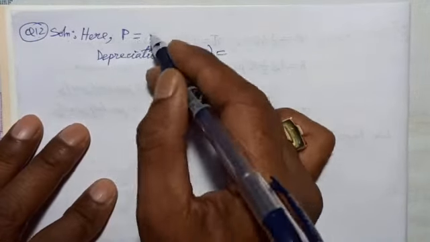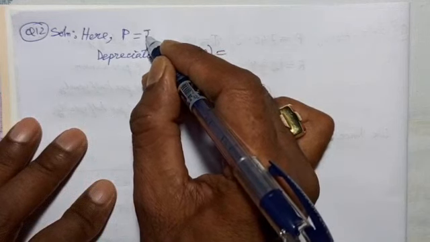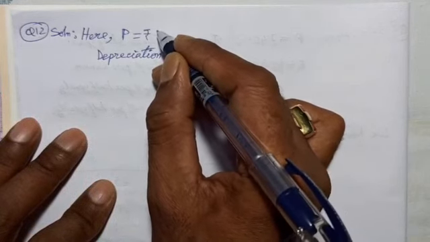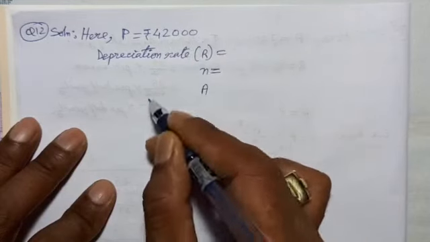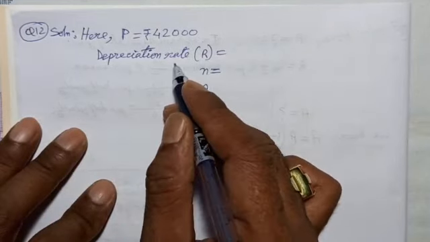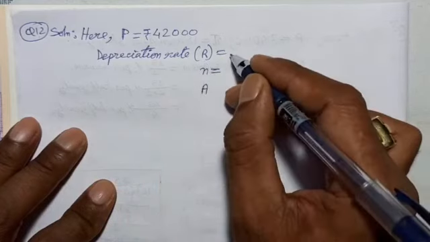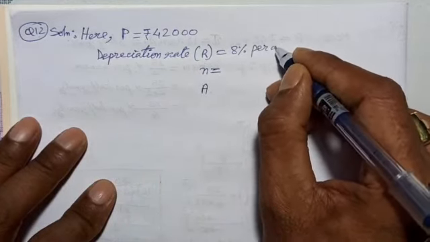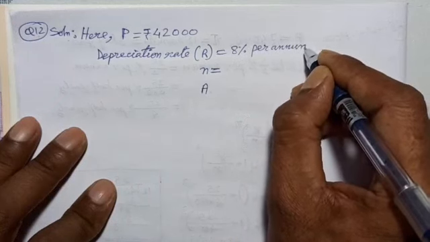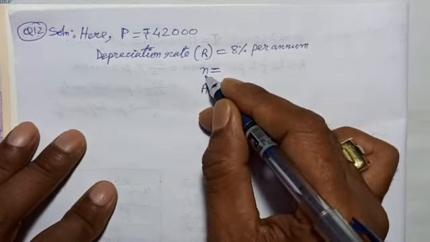Question number 12 solution here. The scooter was bought at rupees 42,000. Depreciation rate R is 8% per annum. And the number of years n is 1 year.